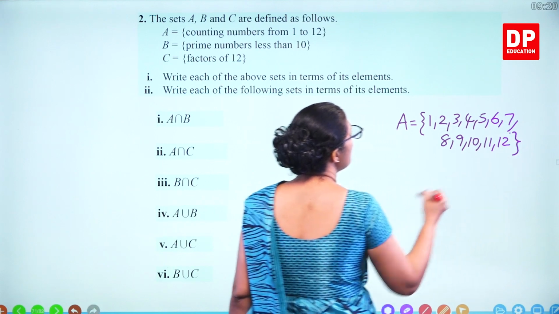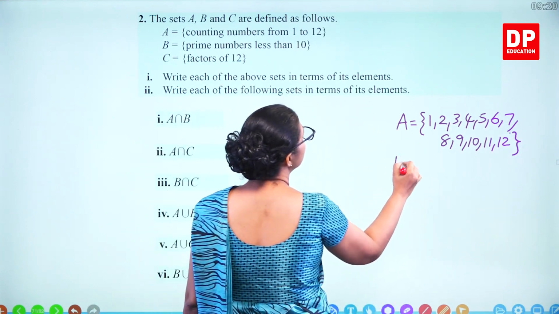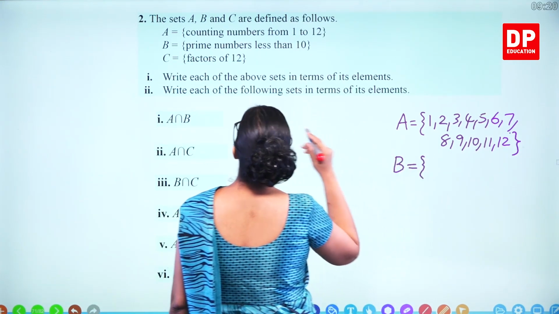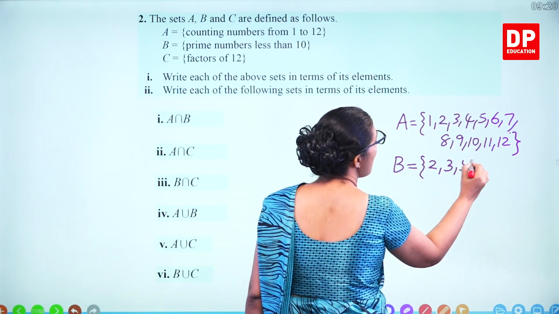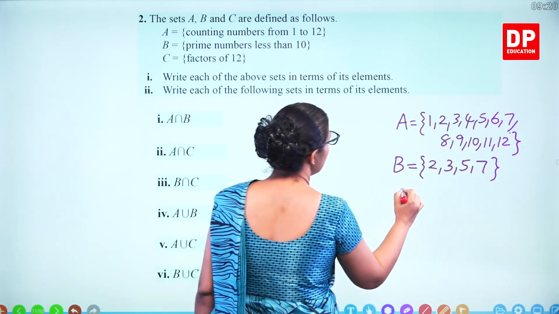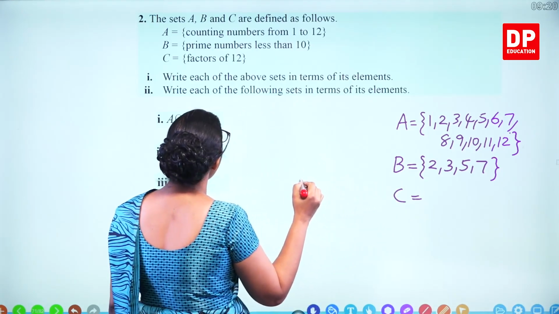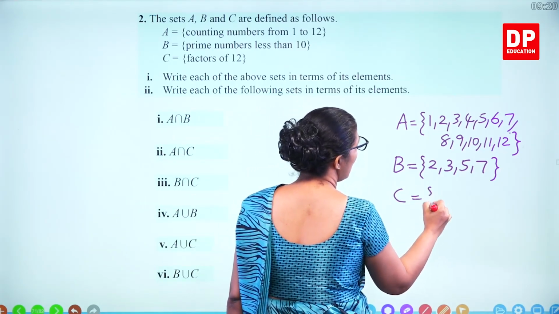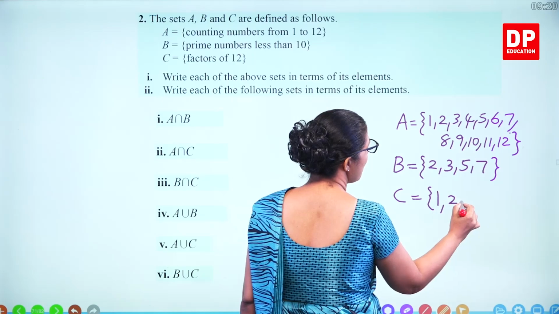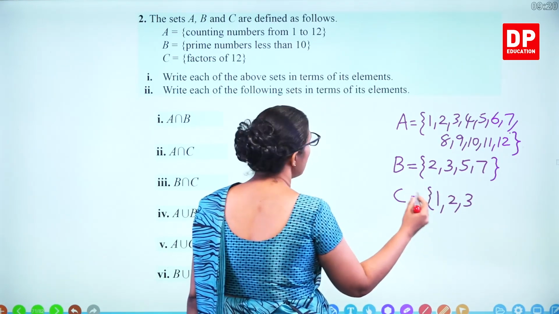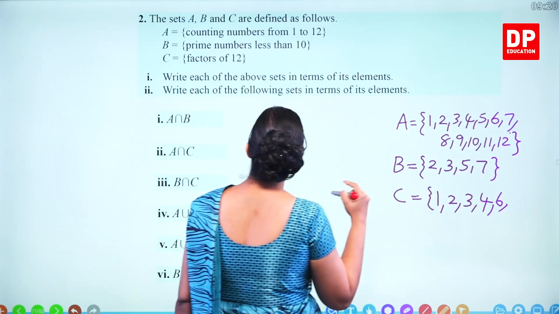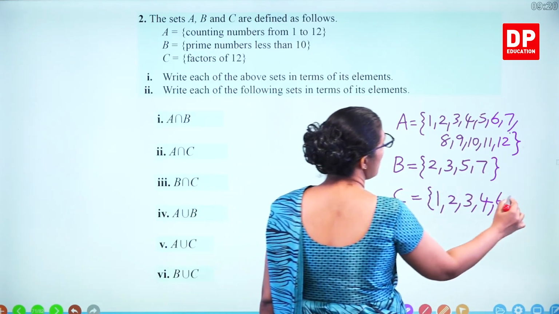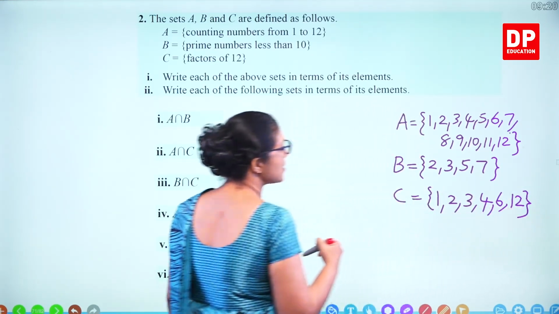Those are counting numbers. B: prime numbers less than 10. 2, 3, 5, 7. And what's C? Factors of 12. 1 is a factor. 2 is a factor. 3, 4, 6, then 12. Those are factors.